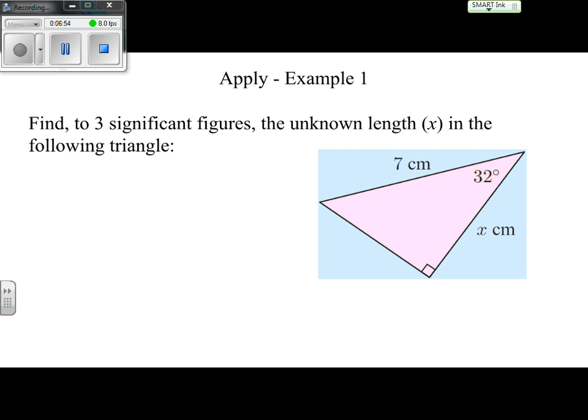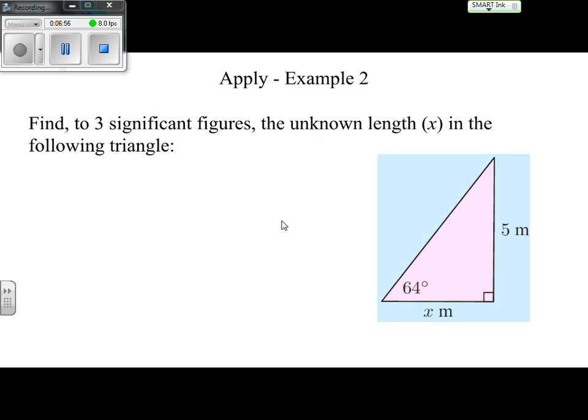All right, we're going to do one last example here. For example 2, once again, we're finding correct to 3 significant figures, the unknown length, which is labeled x, in the following triangles. So this time we're dealing with meters. We have an angle, a non-right angle that is 64 degrees. Once again, they only give us one length of side, this 5 meters here, so we can't use Pythagorean theorem. And so what we want to do is we want to think about which trig ratio is going to work best for us here. Sine, once again, is opposite over hypotenuse.